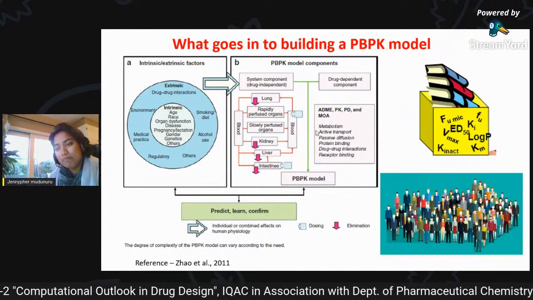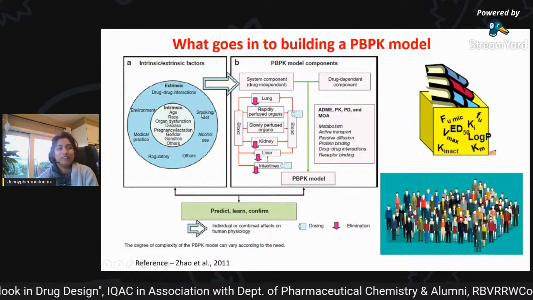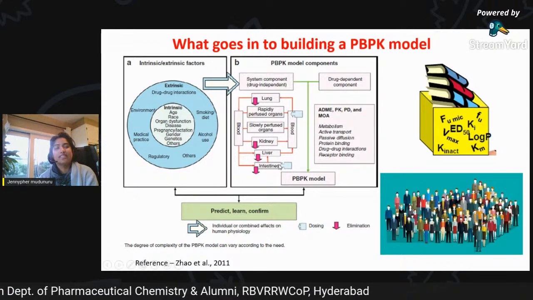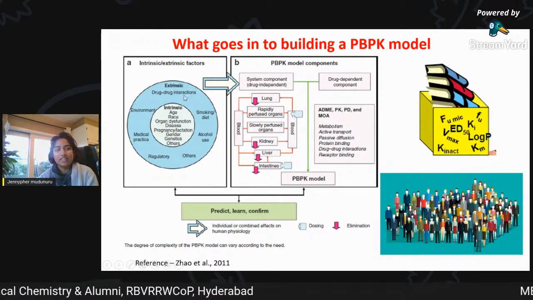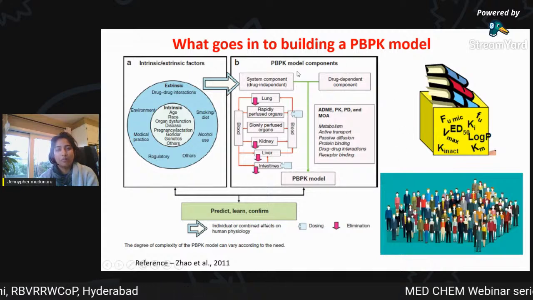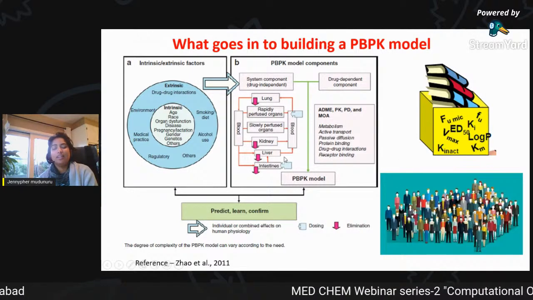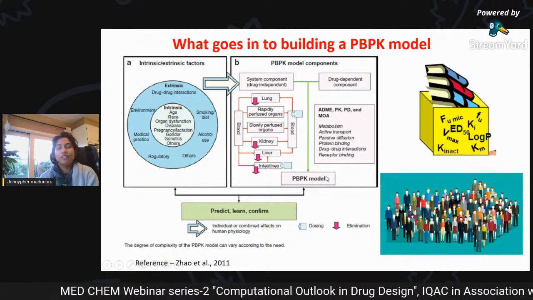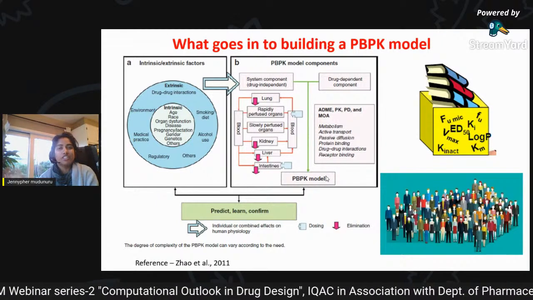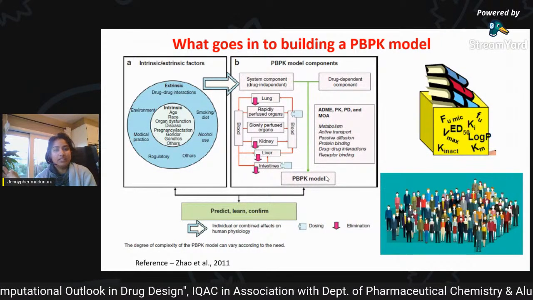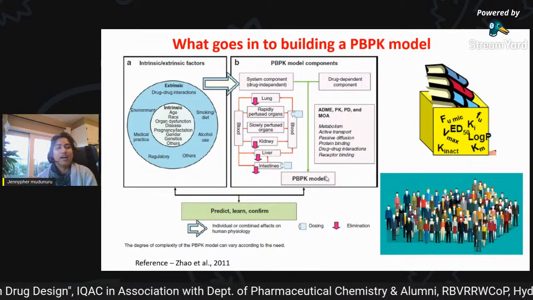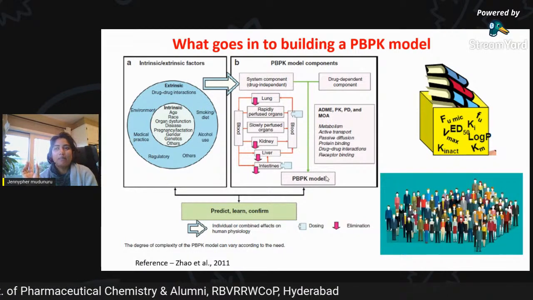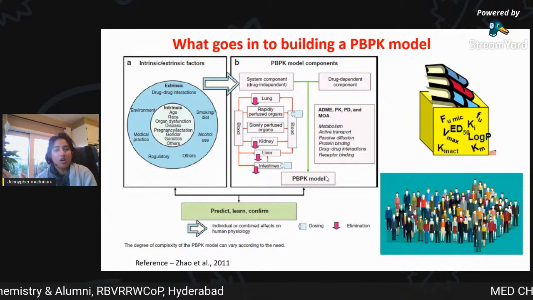So now, with all that background, if we go into the next part, what goes into building a PBPK model? There are two parts to it: intrinsic and extrinsic factors, and then the PBPK model components. I'll go into a little bit of detail in the next slide, but this is essentially to show that when you're building a PBPK model, it's not just the drug properties. A drug has certain properties, right? You have log P's and pKa's, which is very specific to the drug compound.